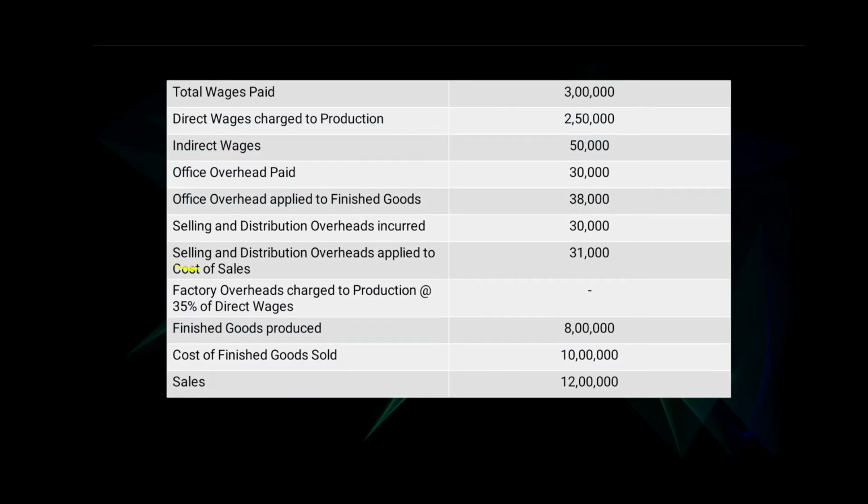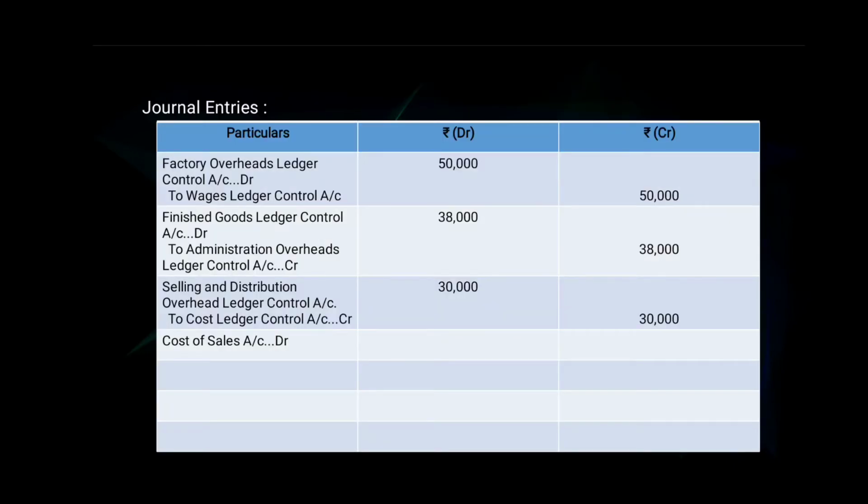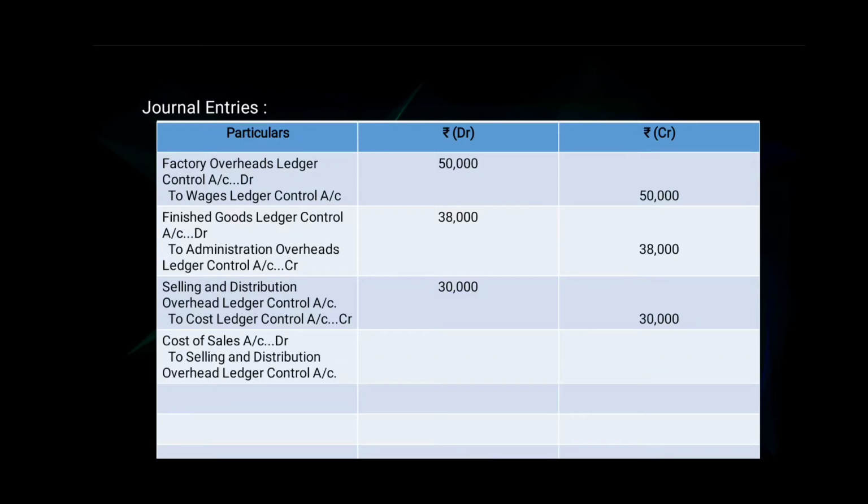Next is selling and distribution overheads applied to cost of sales. Amount is 31,000. So the journal entry will be cost of sales account debit to selling and distribution overheads ledger control account. Amount will be 31,000 on the debit and on the credit side.